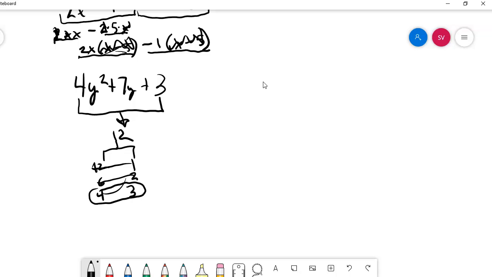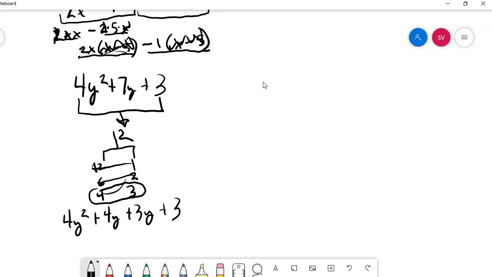4 times 3. 4 times 3 is 12. 4 plus 3 is 7. So now, step 3, we have to expand out our original trinomial so that our middle term is made up of our two factors. So to do that, 4y squared plus 4y plus 3y plus 3.